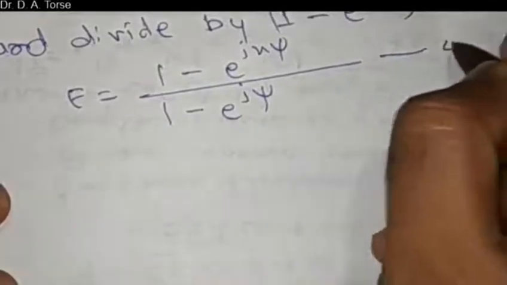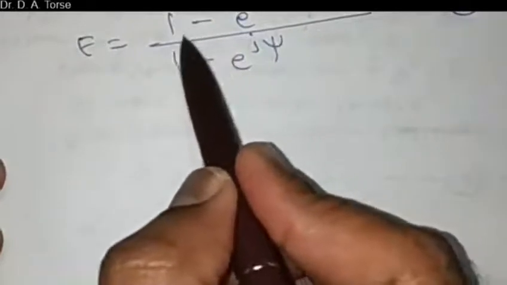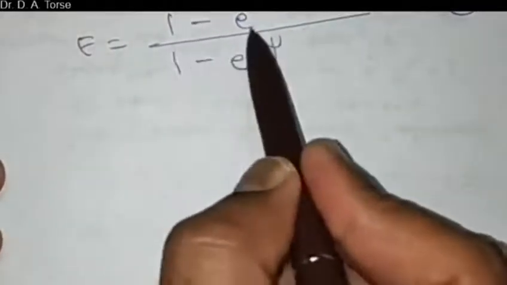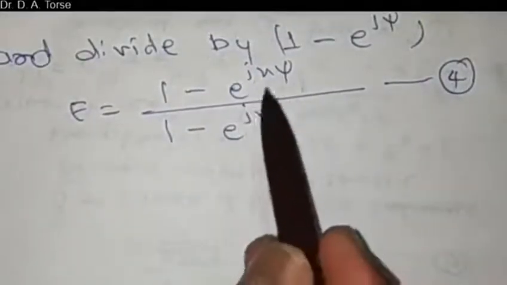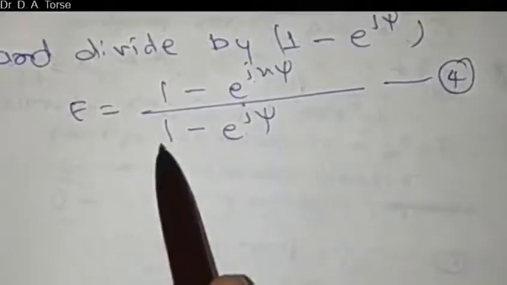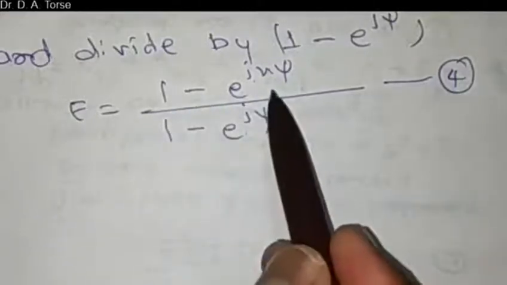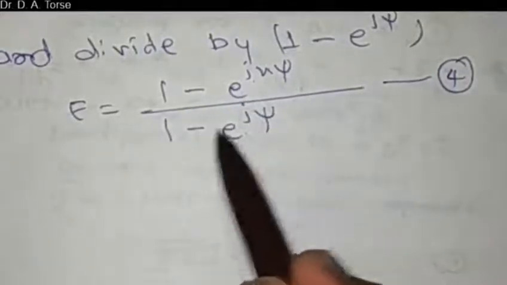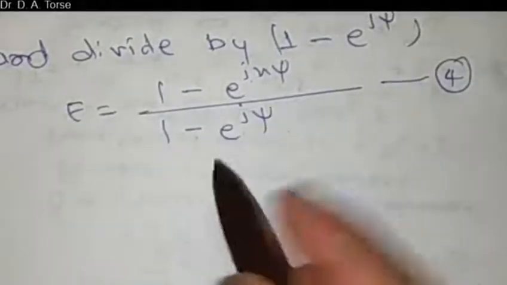You can try doing the subtraction of equation 3 from 1, and then adjust the terms and rewrite this fourth equation. What we are doing here is, since in both the numerator and denominator it is 1 minus e to the power j n psi and 1 minus e to the power j psi, we write the second term first. It becomes e to the power j n psi minus 1 and e to the power j psi minus 1, and both the minus signs will cancel. So this is only a rearrangement.